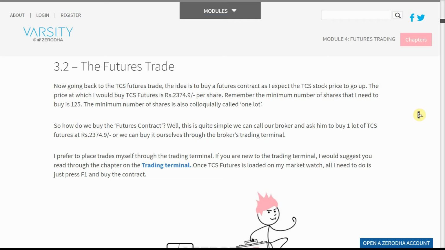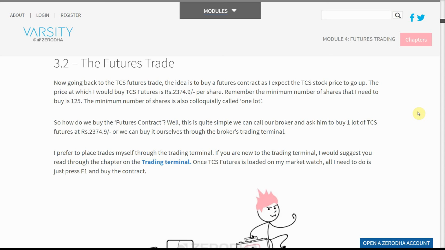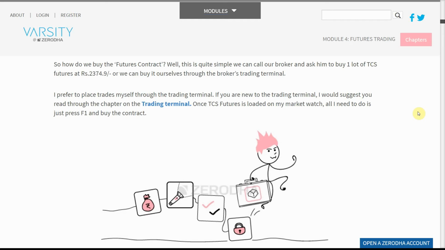So how do we buy the futures contract? Well, this is quite simple. We can call our broker and ask him to buy one lot of TCS futures at 2,374 rupees and 90 paise per share. Or we can buy it ourselves through the broker's trading terminal. I prefer to place trades myself through the trading terminal. If you are new to the trading terminal, I would suggest you read through the chapter on the trading terminal.